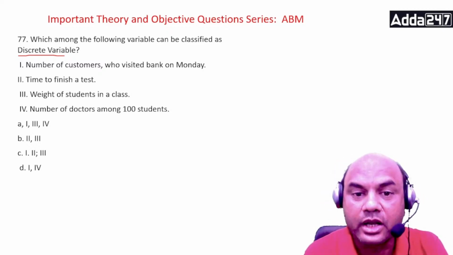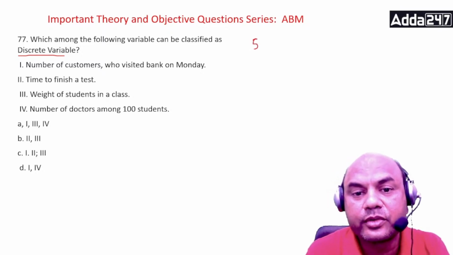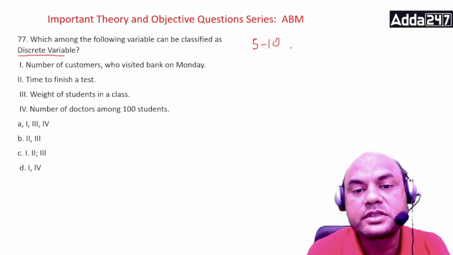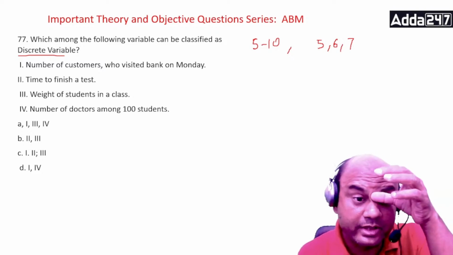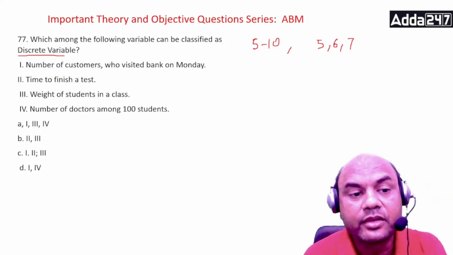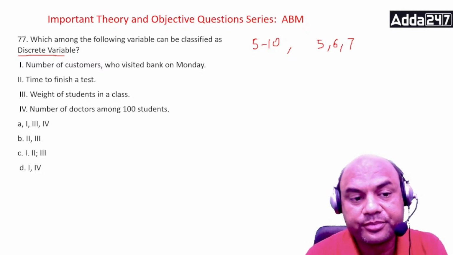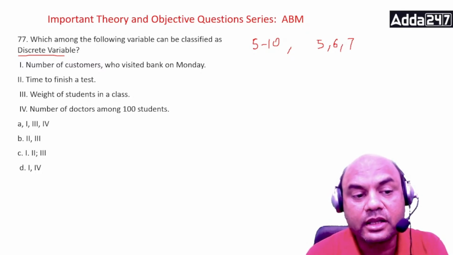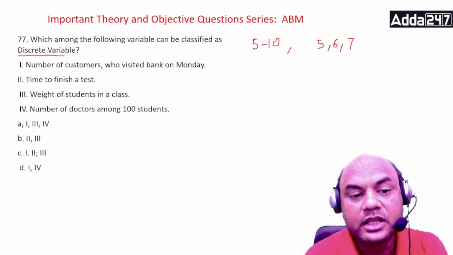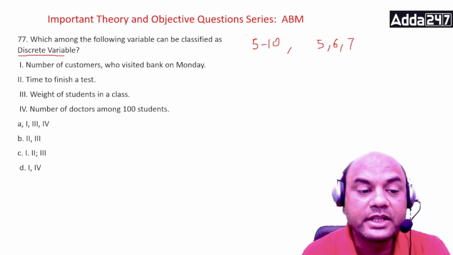So continuous means what? It has an interval, like 5 to 10. That is continuous. But 5, 6, 7 is discrete. That is the difference. So which among the following variables can be classified as a discrete variable? Number of customers who visited the bank on Monday. Time to finish the test. Weight of the students in the class. Number of doctors among 100 students. So which can be discrete over here?